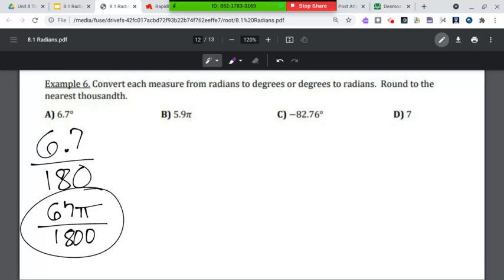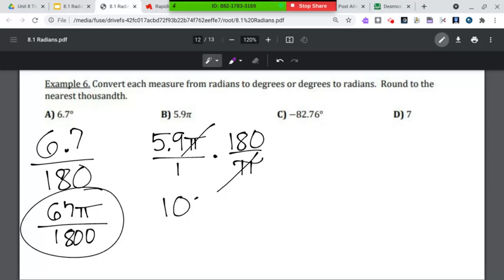B is in terms of radians, so we want to go to degrees. We multiply it by the reciprocal, 180 over pi. 5.9 pi, we'll put it over 1, times 180 over pi. What happens? Pi's cancel, and we just get 5.9 times 180. Do that in the calculator, and we get 1,062 degrees.